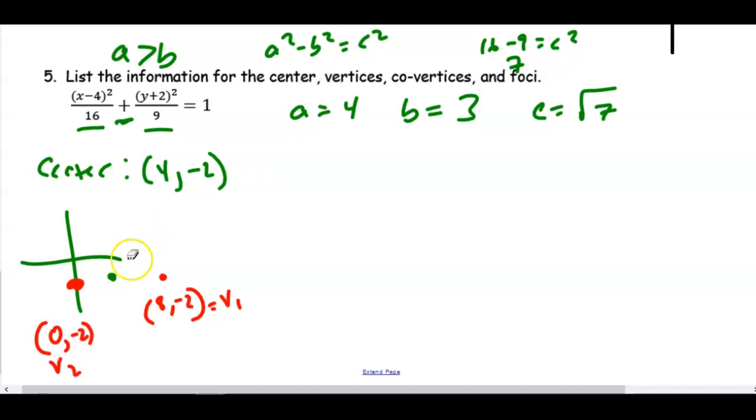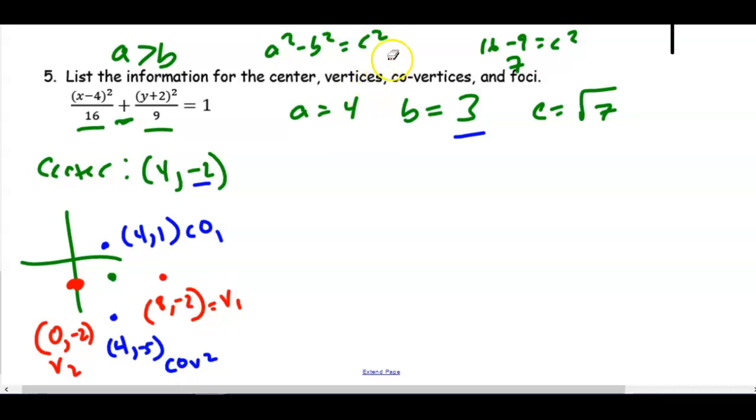For my covertices, I'm gonna do it in blue. I'm gonna go up 3. So negative 2 plus 3 is 1. So 4, 1 is my covertex 1. And then negative 2 minus 3 will be negative 5. So 4, negative 5. Notice I just went down. Is my covertex 2.